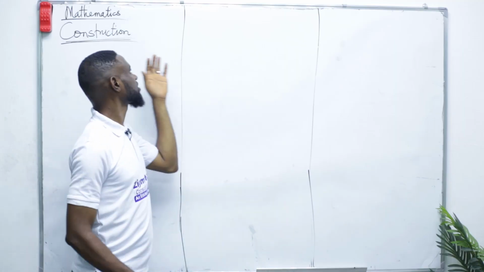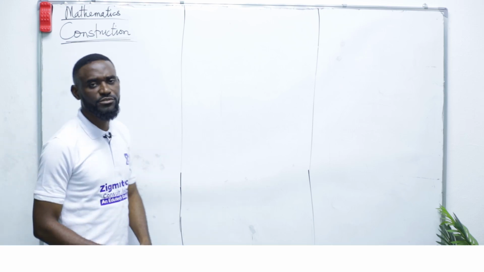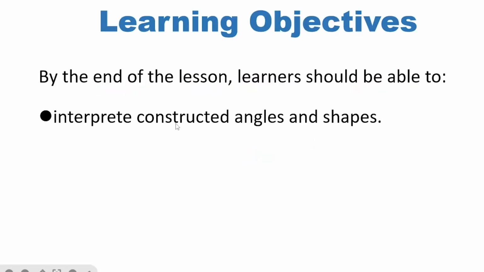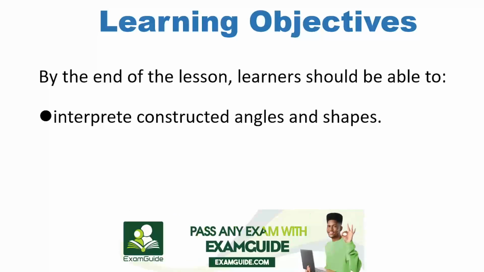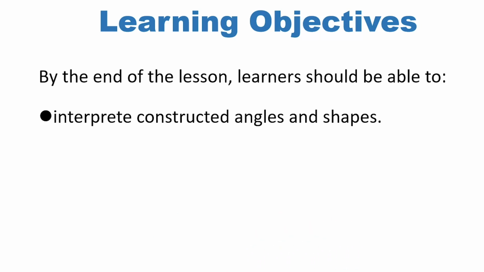Today we'll learn mathematics and we'll look at construction. Construction has to do with the use of a compass, a ruler, and a pencil to construct shapes and angles. But for the purpose of this class, we shall be looking at how to interpret constructed angles and shapes.